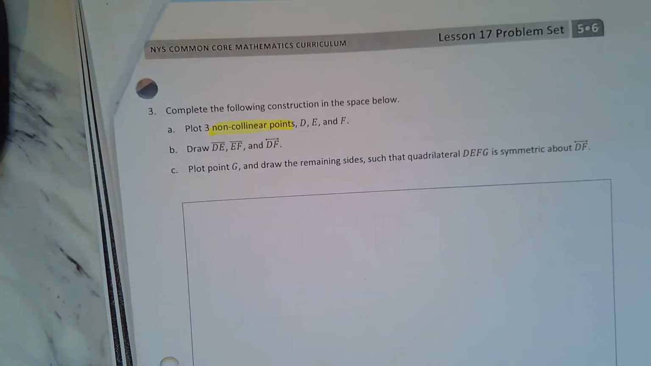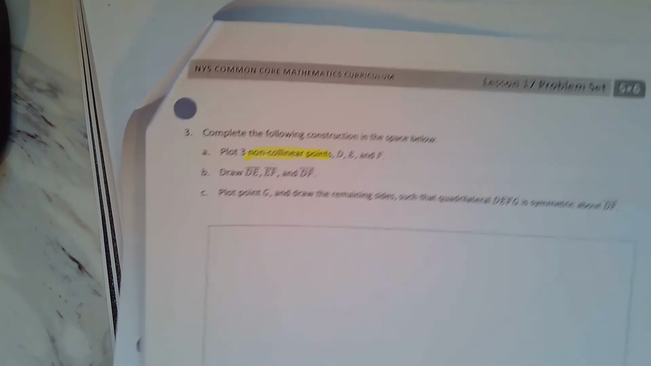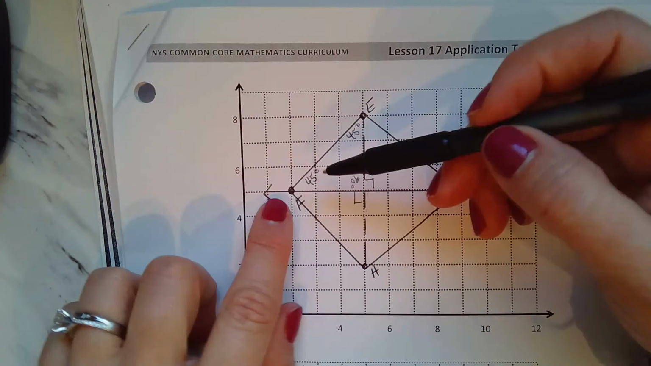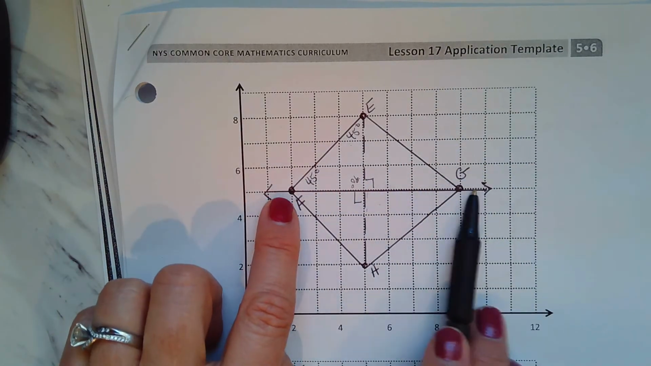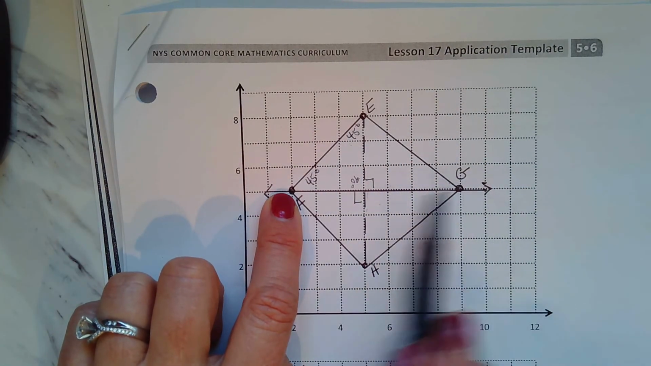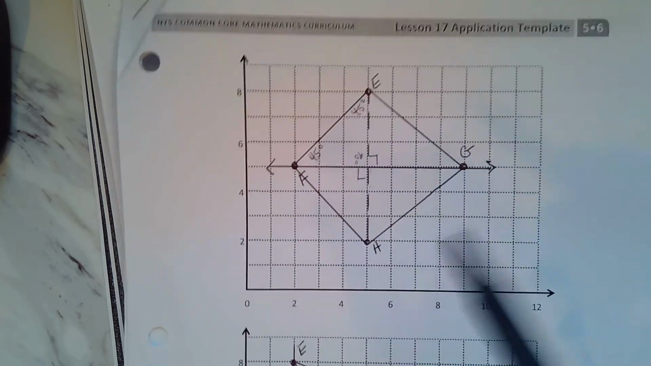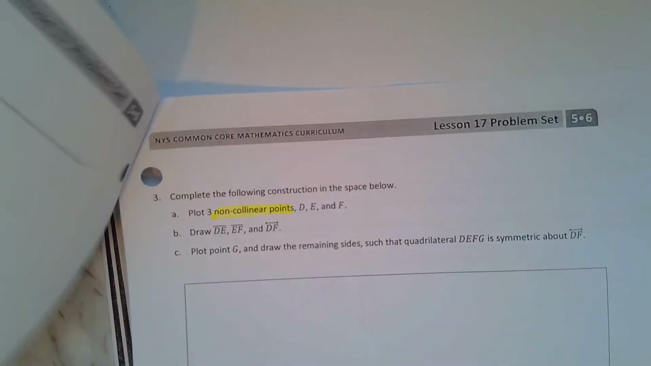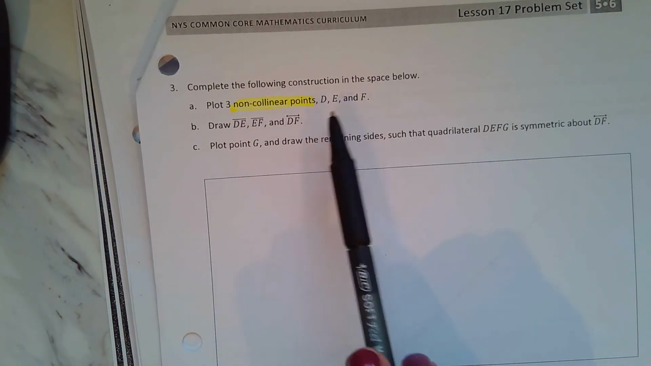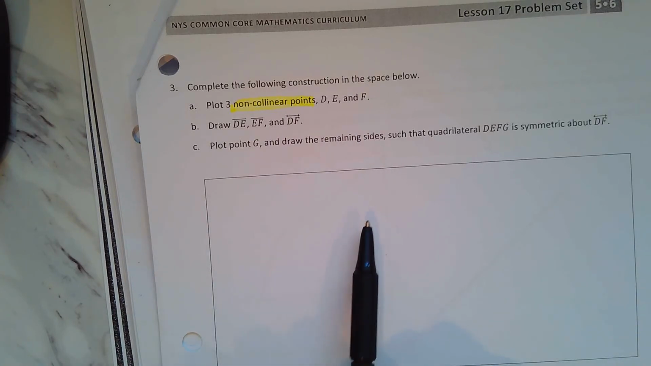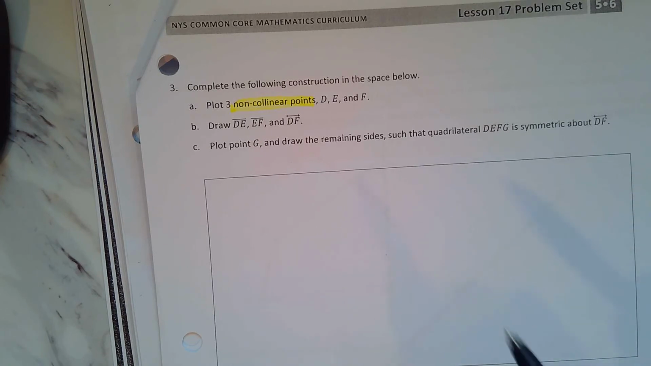Then on number 3, plot 3 non-collinear points. Now, non-collinear would be going like this. If it's collinear, that means they share the same line. Non-collinear would be it doesn't share the same line. So you're going to go back to this idea here. You're going to plot 3 non-collinear points, D, E, and F. You're going to have line DE, line EF, and line DF.